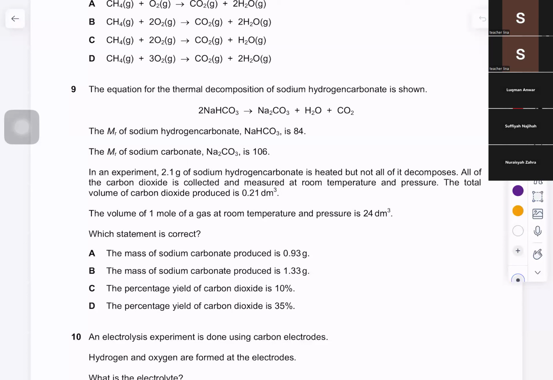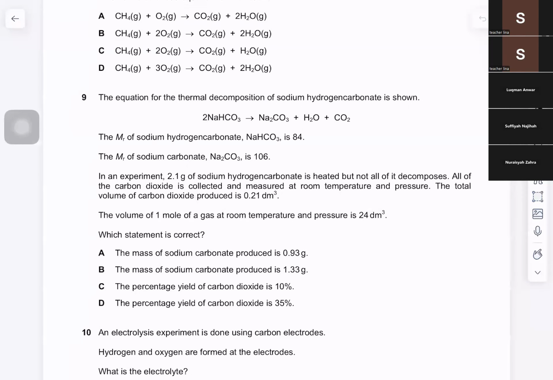Okay. Alright. Ni pun satu lagi. First impression you dapat soalan ni, Allahu Akbar. Banyak yang nak kena baca. Dia dah fikir susah dah. Kira-kira tak dapat kan? So relax lah. Tarik nafas. Bismillahirrahmanirrahim. Start. MR sodium hydrogen carbonate, dia dah bagi dah. 84. MR sodium carbonate 106. Ini February March 2023, question number 9.